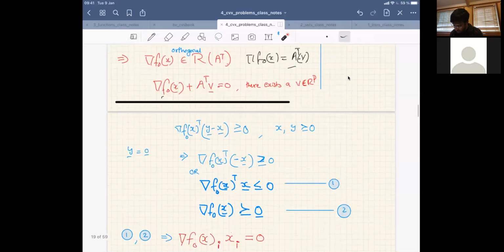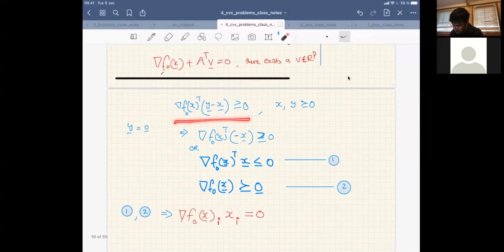So in that case, let's take the original optimality condition, where x and y are feasible. That means x and y are positive or 0. Any value of y should satisfy this, so I just plug in 0 here. So the gradient transpose times minus x has to be greater than or equal to 0. Or in other words, the gradient transpose times x has to be less than or equal to 0. Remember, x is the optimal point.